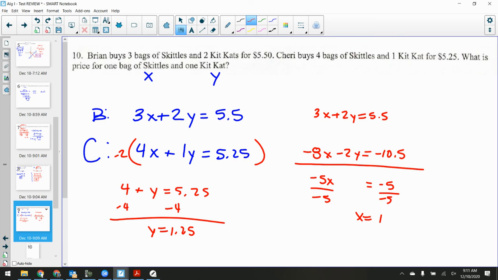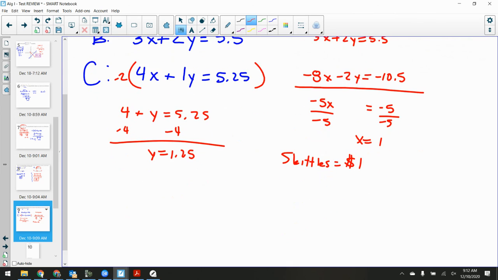Guys, for this problem, don't just give me x equals this, y equals this. Explain your answer. Skittles, $1. Kit Kat, $1.25.